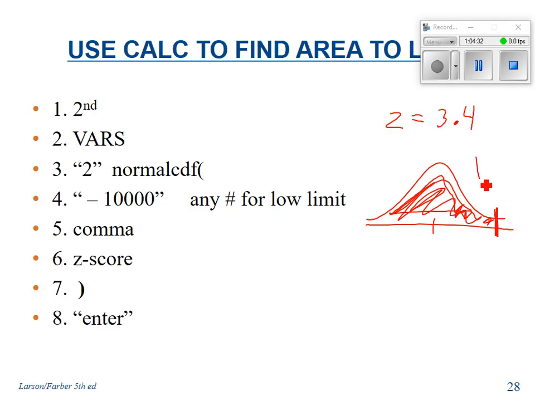So if we punch in negative 10,000, again, I don't think you have to punch in 10,000. That's just giving us the low limit. You could punch in just like negative 5 or negative 10 probably, and it's going to get you down there far enough to make sure you got everything. Hit comma. Our Z-score is 3.4. Close the parenthesis. Hit enter.